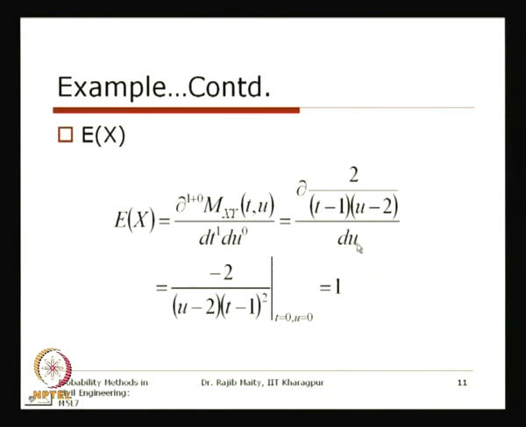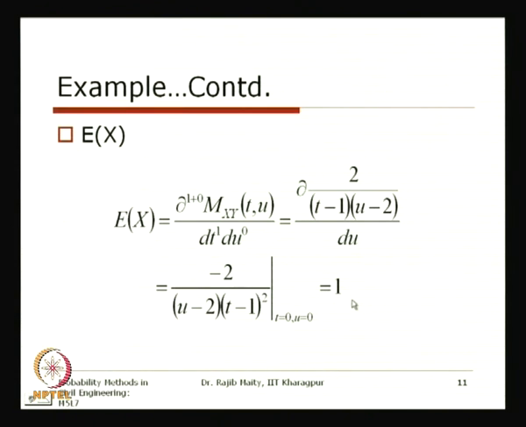with respect to t, sorry, this will be t, because t is here for x. So, the first order derivative of this moment generating function with respect to t; here you can see dt power 1 and du power 0. Now, if we do this and at the end put t equals 0 and u equals 0 in this expression, then we are getting it to be 1.